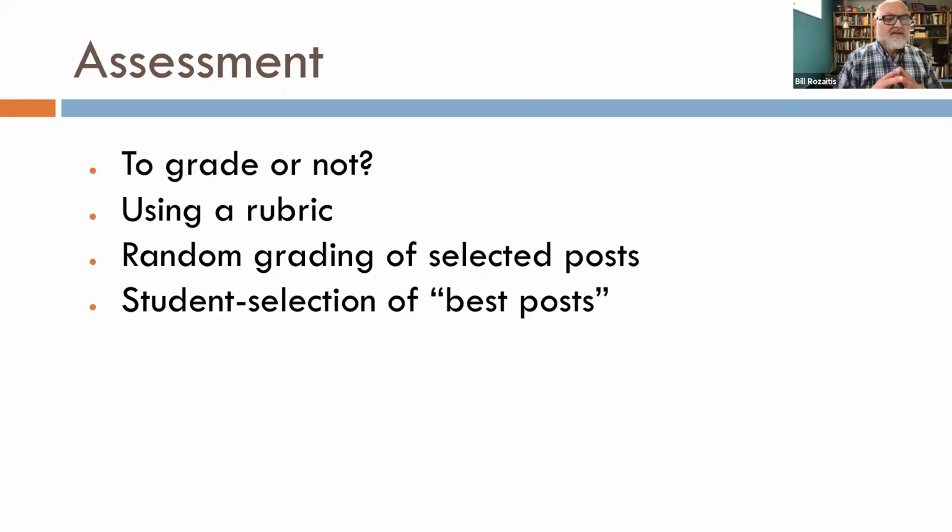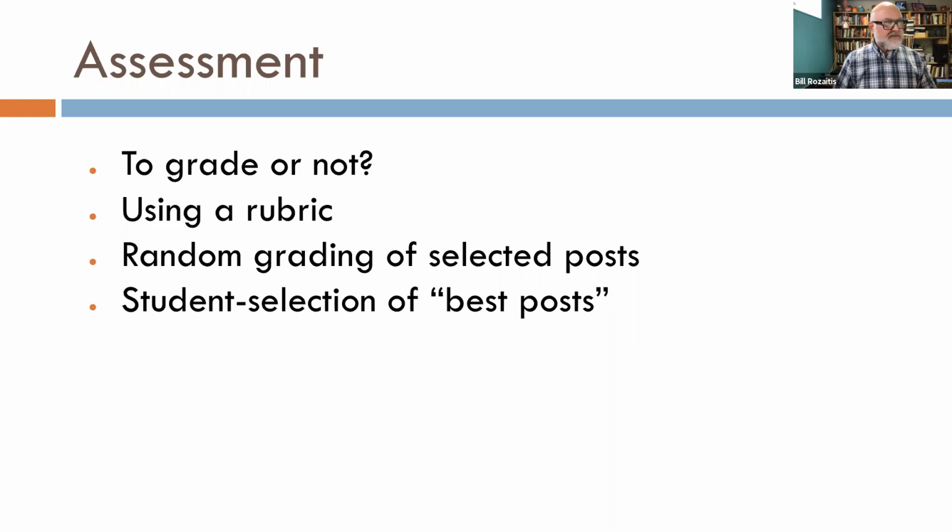Okay, so we're going to close by talking about assessment. The first thing to consider is whether or not you want to grade these discussion posts at all. There are good reasons not to, particularly if they're low stakes or developmental. They might not need to be graded, just like you might not grade the formative activities that students do in a class when you ask them to write in response to a question or something like that.